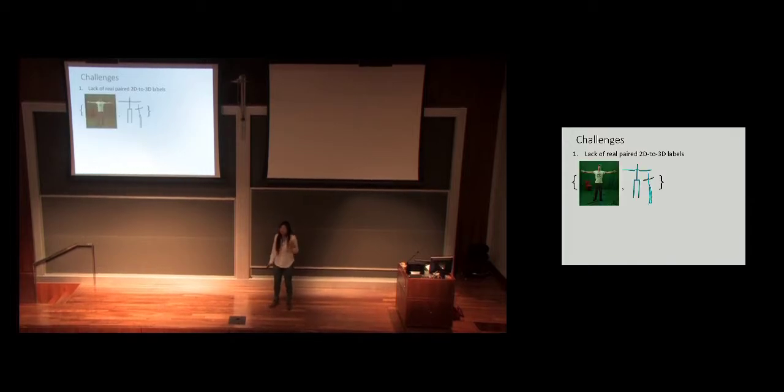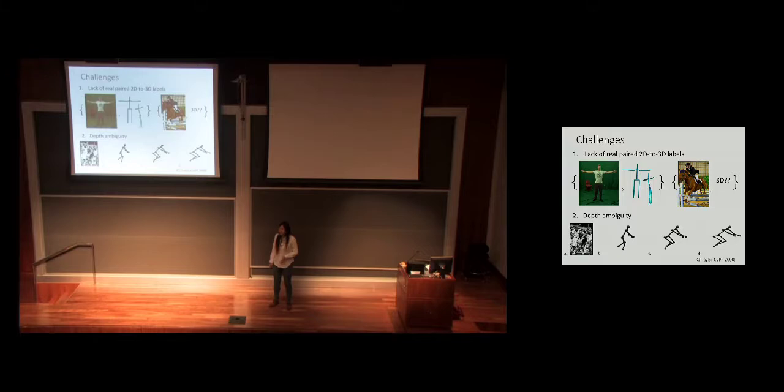Okay, so again, the problem here is that you don't have paired 2D to 3D labels. For green screen images, you can get these 3D joints. But for real images, what are the 3D joints? It's difficult to annotate, especially at large scale. And of course, there's this problem of depth ambiguity.